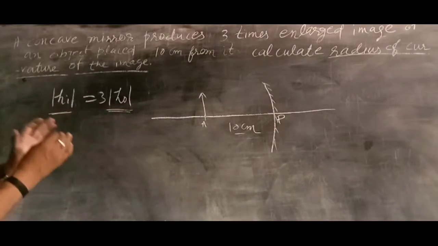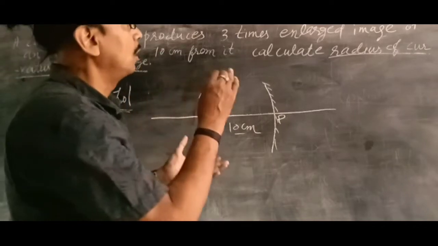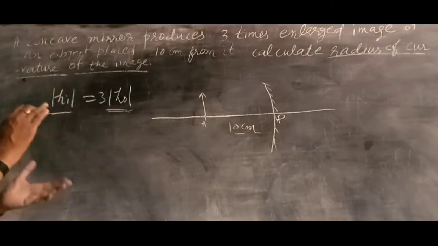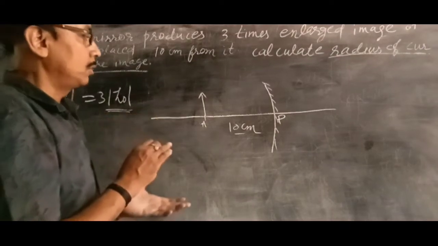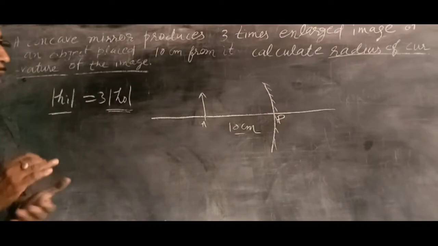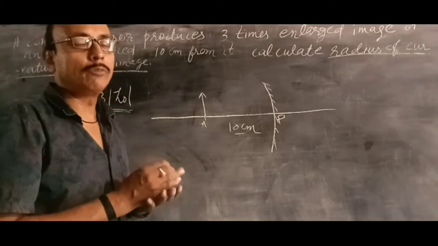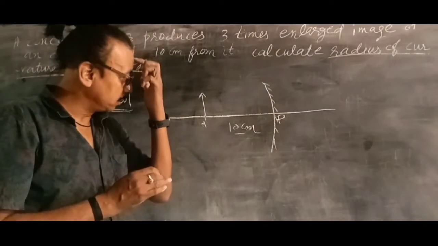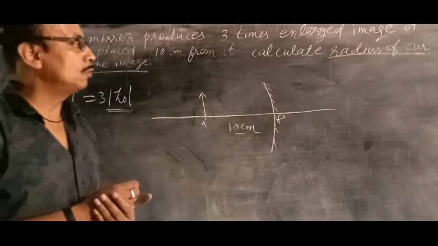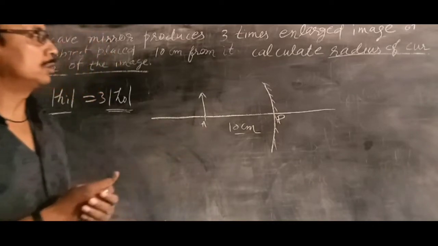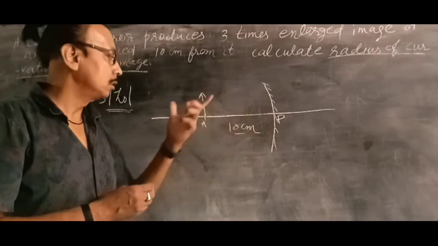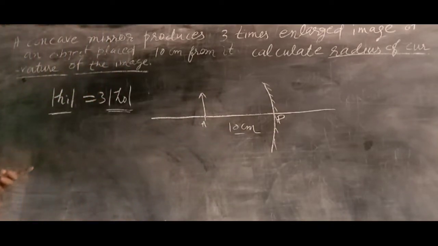Object का वो 3 गुना ऊंचा image बनाता है. Now we know that concave mirror forms 2 types of enlarged images. One type is real and inverted, and second type is virtual and erect. So we will solve this question taking both conditions into consideration.